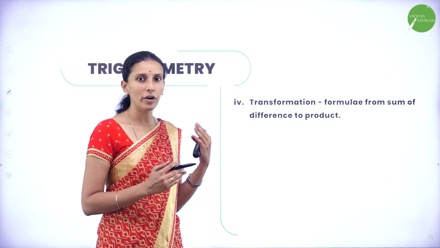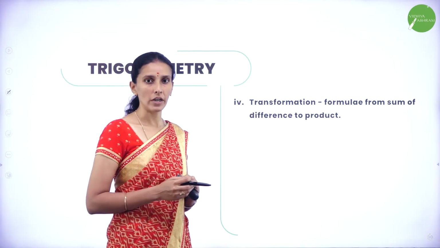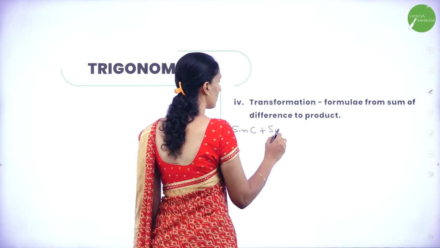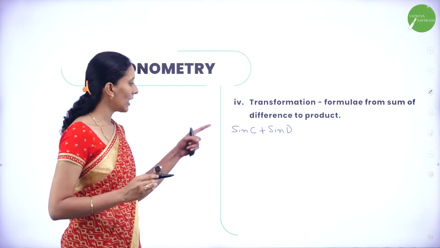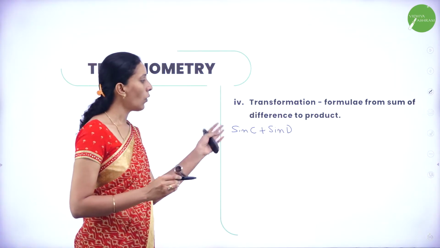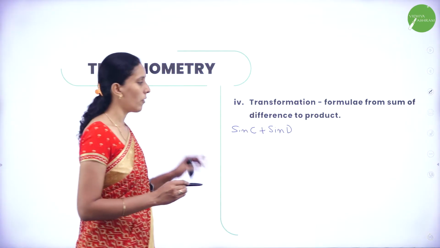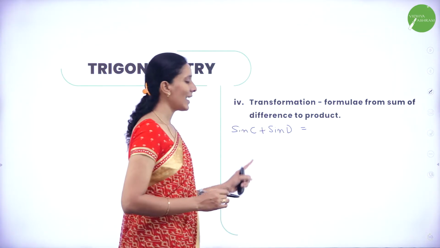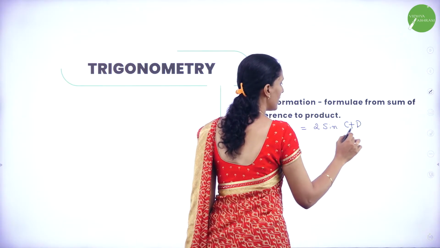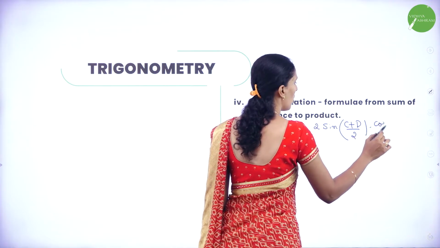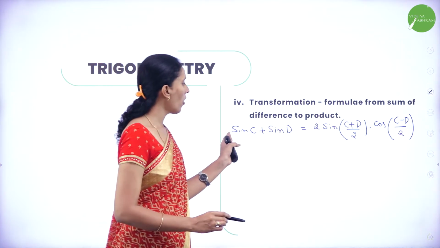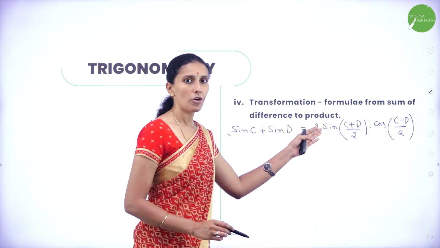So, we are converting the sum or difference of functions to the product of functions. First is sin C plus sin D. Whenever you get the angle in this form, sin C plus sin D, for example, sin 15 plus sin 40, how to write this in the form of a product and find the value. Sin C plus sin D is 2 sin C plus D by 2 into cos C minus D by 2. So, this is the transformation of the sum of sine functions into a product of sine and cos.